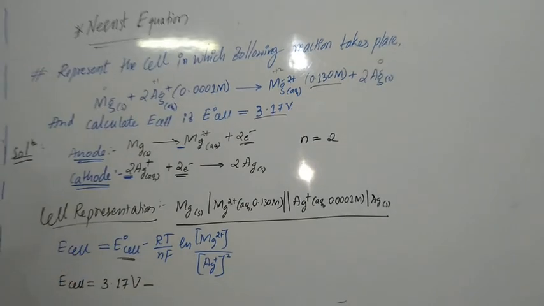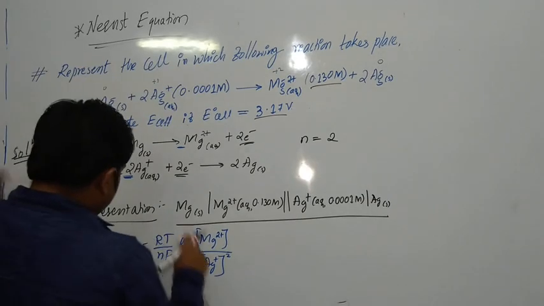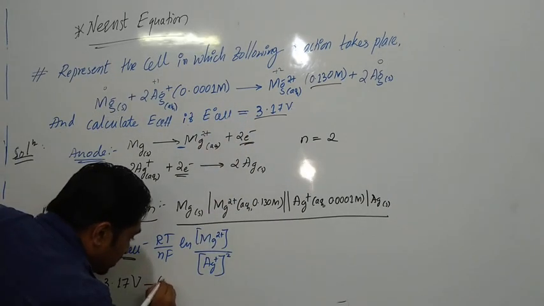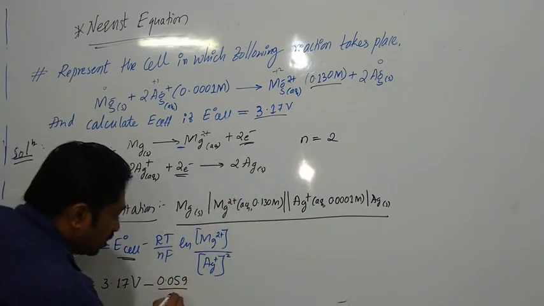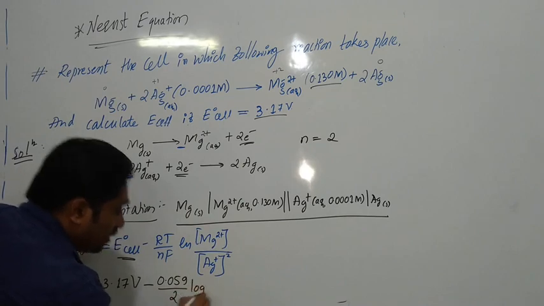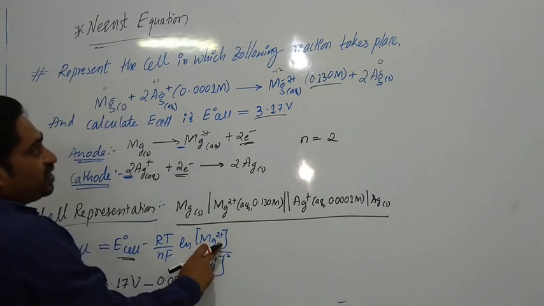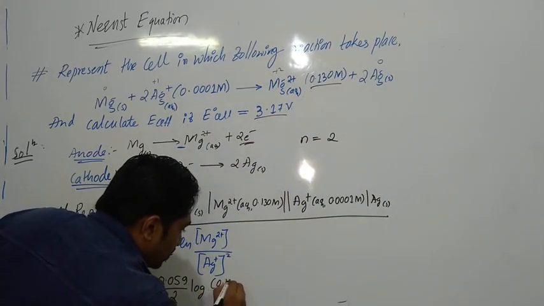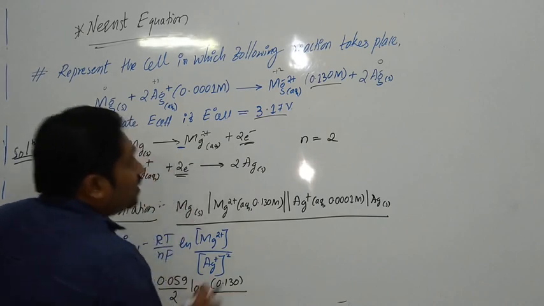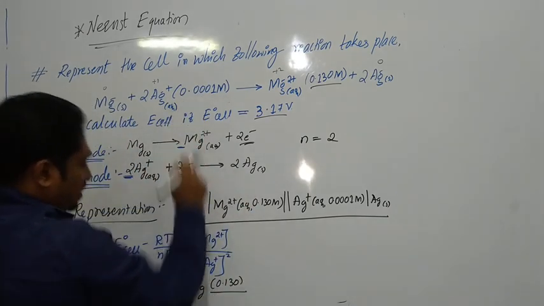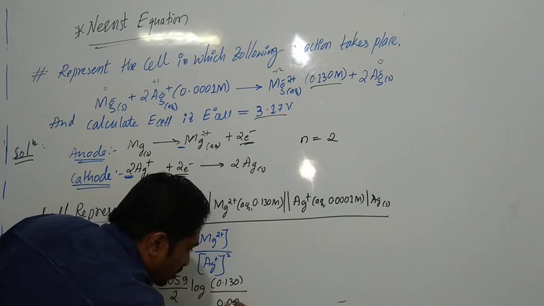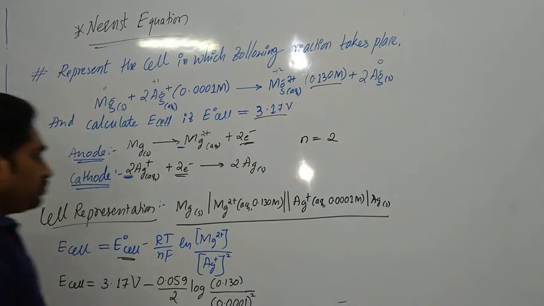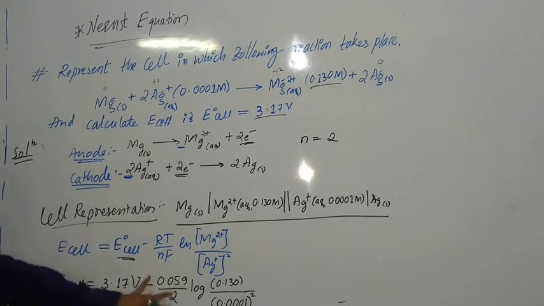As we know from our previous video, on putting all these values I am going to get 0.059 divided by n, where n is equal to 2, times log of the concentration of Mg2+, which is 0.130, divided by the concentration of silver, which is 0.0001 whole raised to 2. So now we will solve this equation.